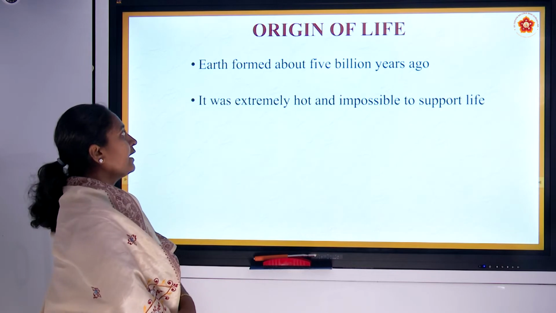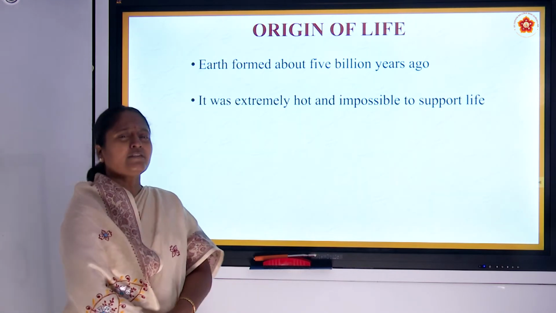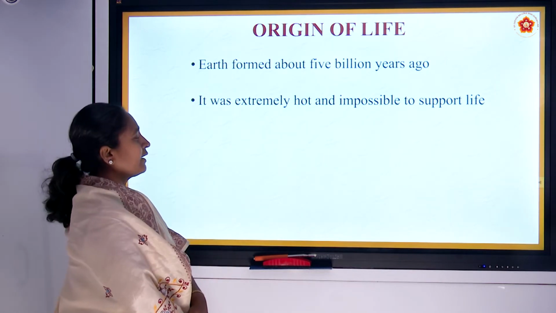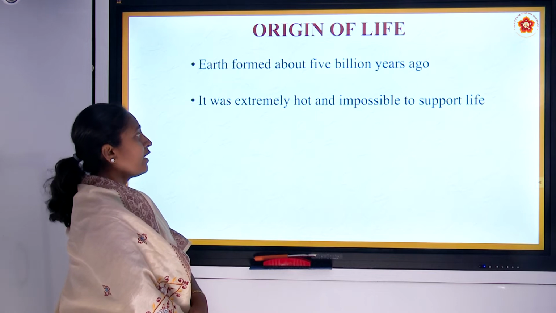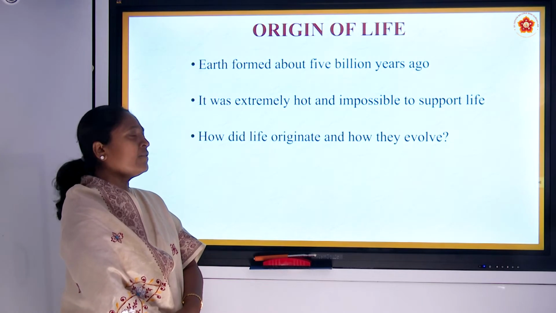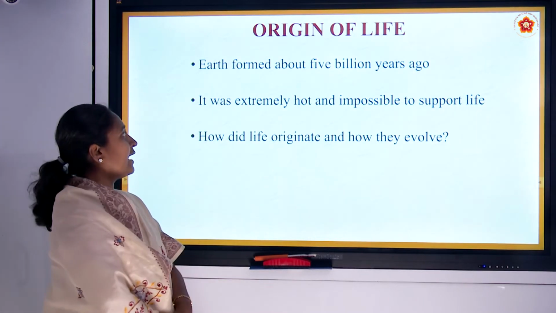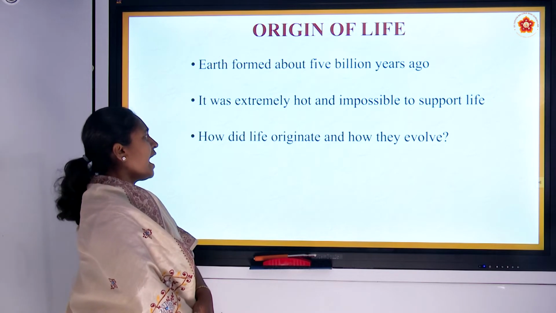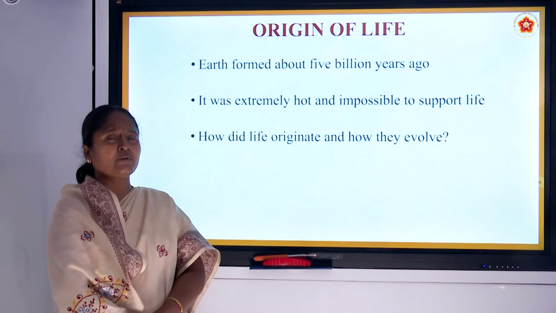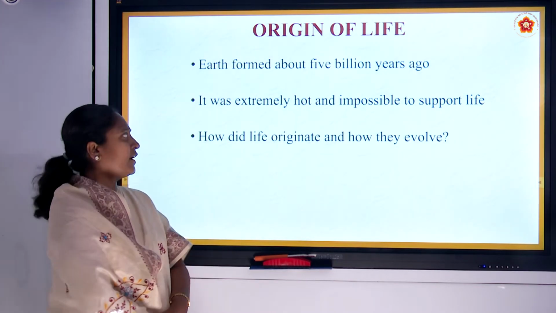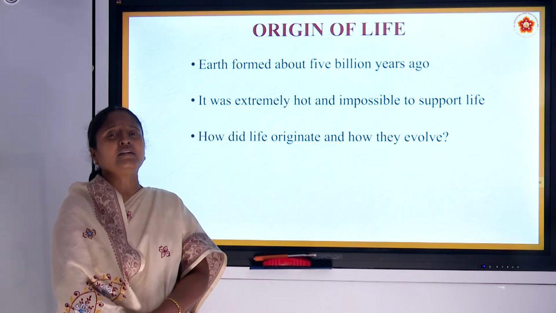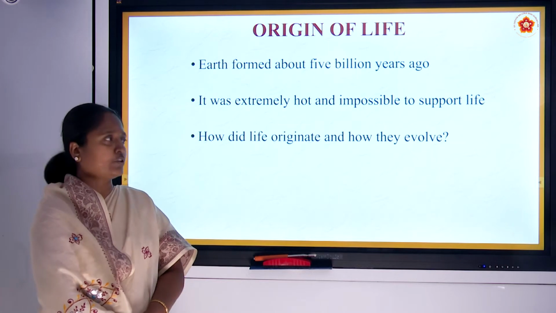When it was formed, it was extremely hot and it was full of gases. It did not have a solid core, and because of the hot environment, it did not support any kind of life. It is not possible to have life in that era, in that period of time. Then how did the Earth get all these organisms originating, and what happened to the Earth after that, that is what we are going to see. So how life originated and how the organisms evolved in the future.